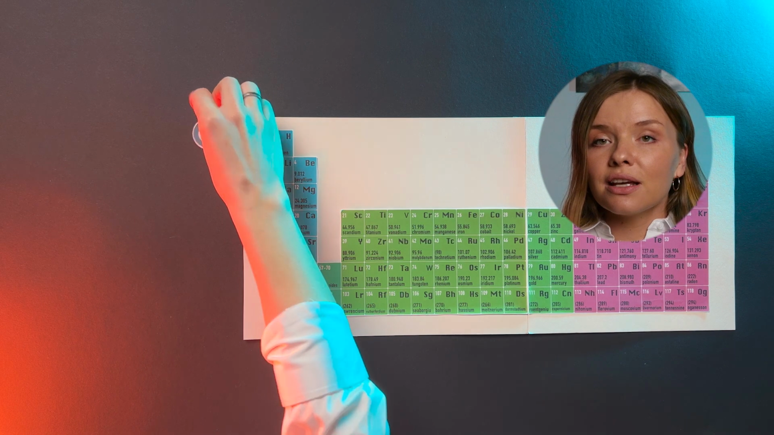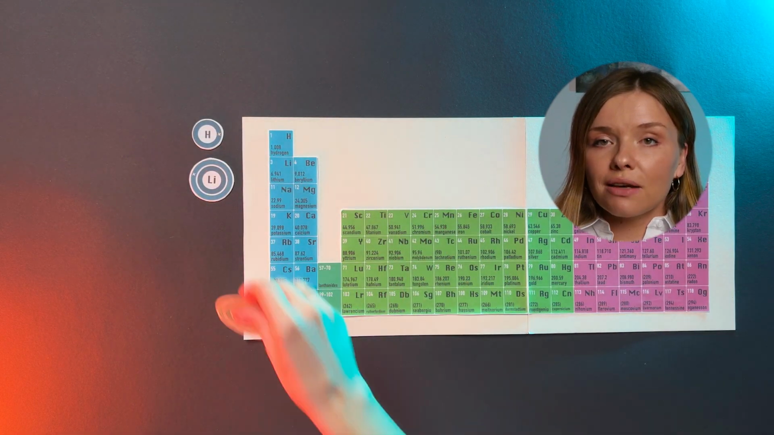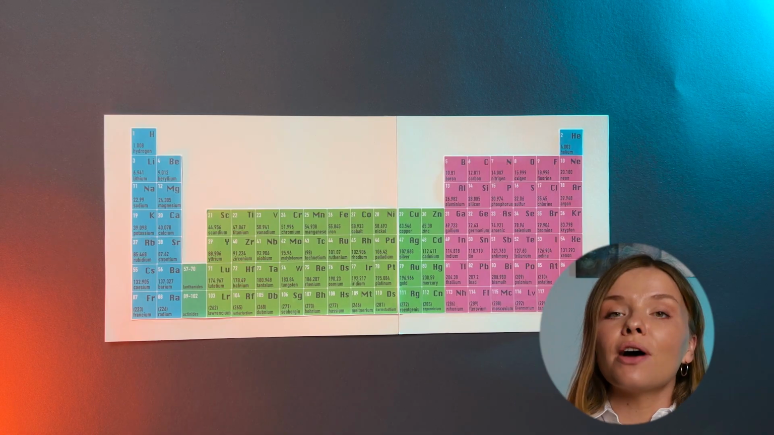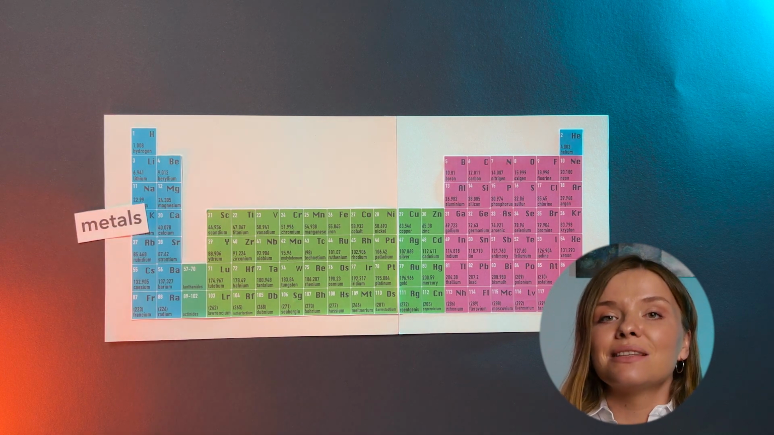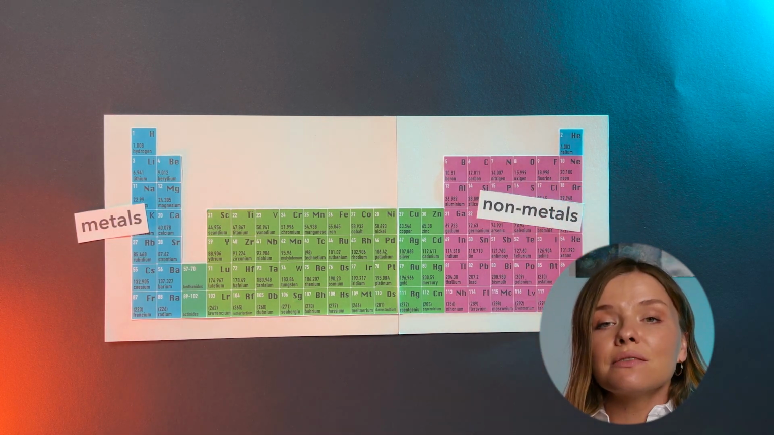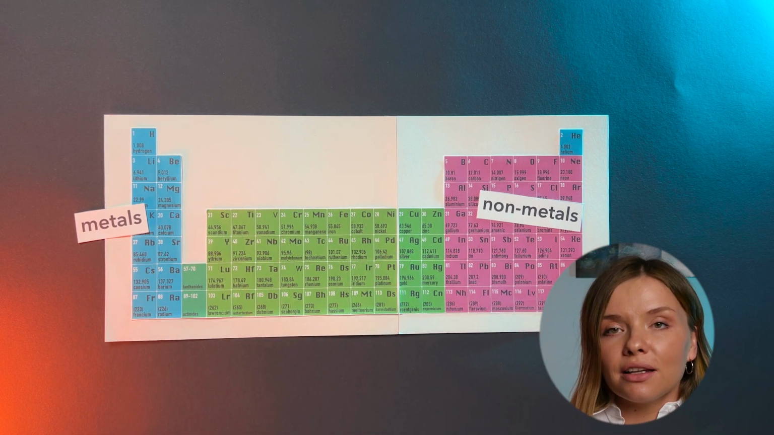In periods, elements have the same number of energy levels, which are regions where electrons reside. Elements in the first period have only one energy level, while those in the second period have 2 energy levels, and so on. Properties of elements gradually change across periods. Metals are found at the beginning of each period, and as we move to the right, metallic properties weaken while non-metallic properties strengthen.